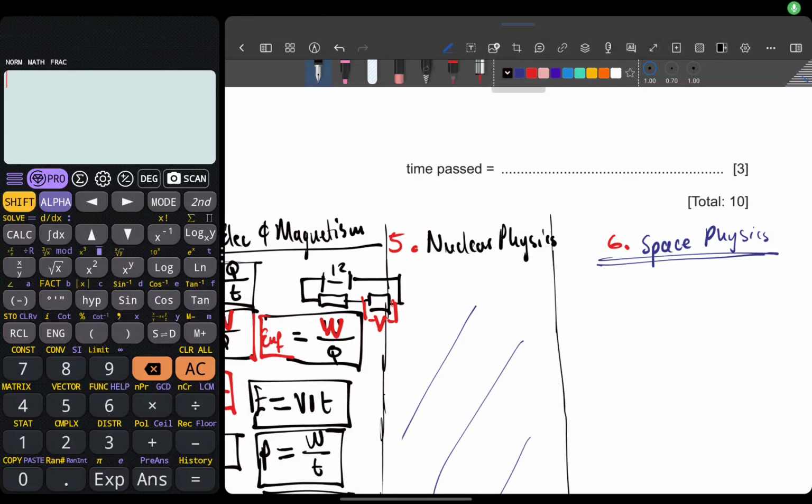Talk about space physics. There are some things that I want you to know, that you're going to need to know. And the first one is, listen to this. You have to know this thing called 1 light year, okay? So when we say that the light has traveled 1 light year, we would want to know what distance light has traveled in a year.